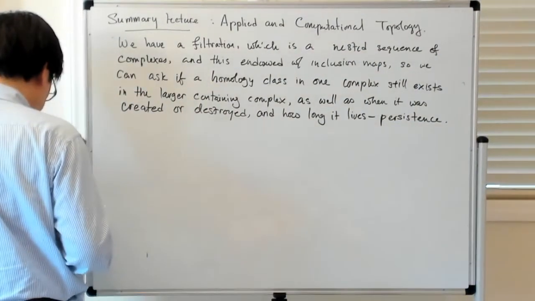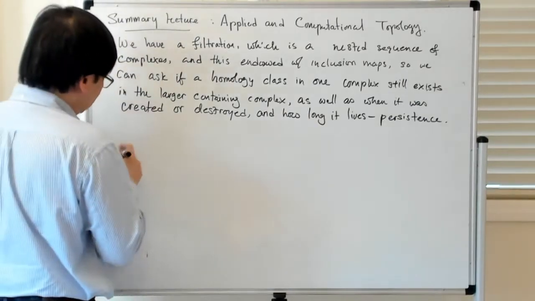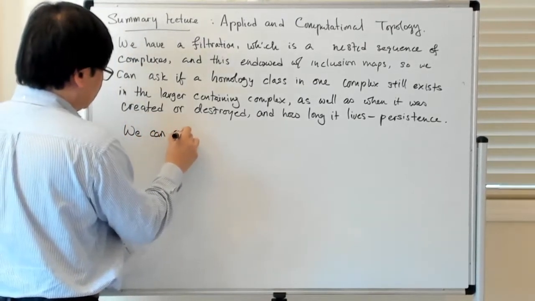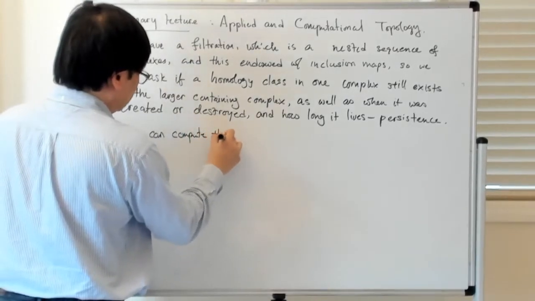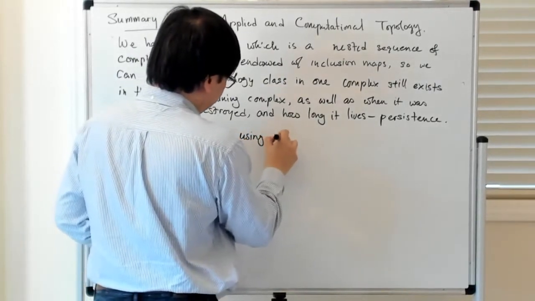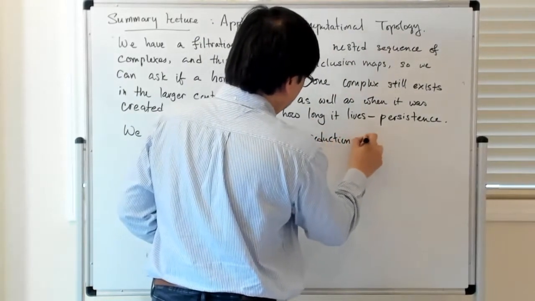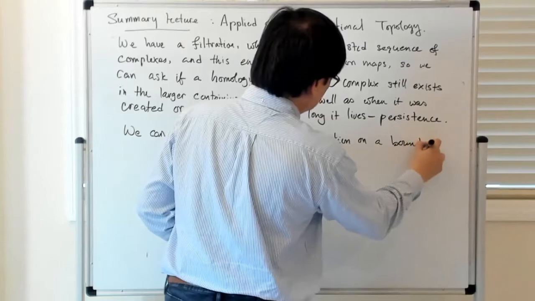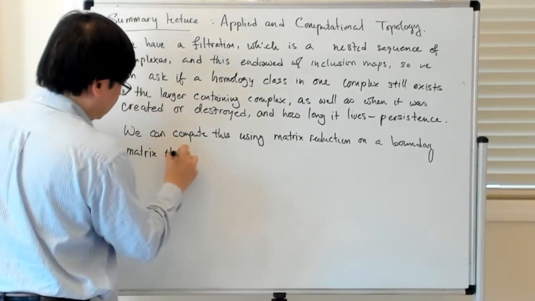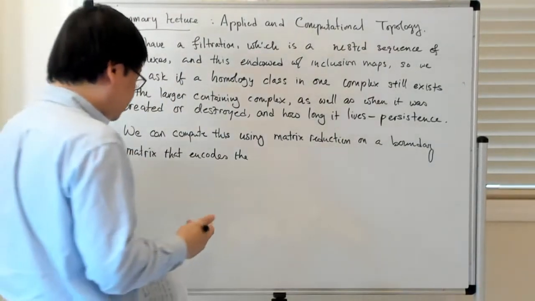Okay. All right. So in particular, we discussed how to compute this efficiently, in a simple way. We can compute this using a variant of the matrix reduction algorithm we had, using matrix reduction on a boundary matrix that encodes all the boundary operators of all dimensions.